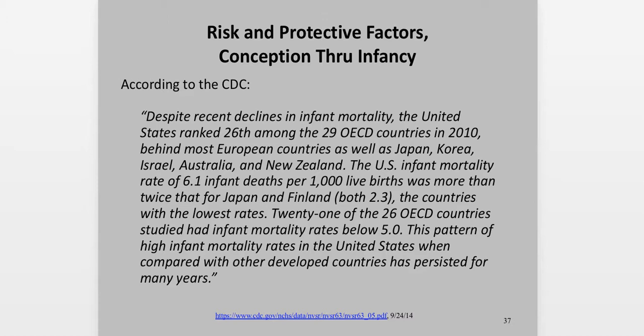So our infant mortality rate of 6.1 infant deaths per 1,000 live births, I think it's 5.8 now, was more than twice the rate for Japan and Finland, the countries with the lowest rates. 21 of the 26 OECD countries studied had infant mortality rates below 5.0. So this pattern of high infant mortality rates in the U.S., when compared with other developed countries, has persisted for many years. So this is another one of the things that we can feel shame about.